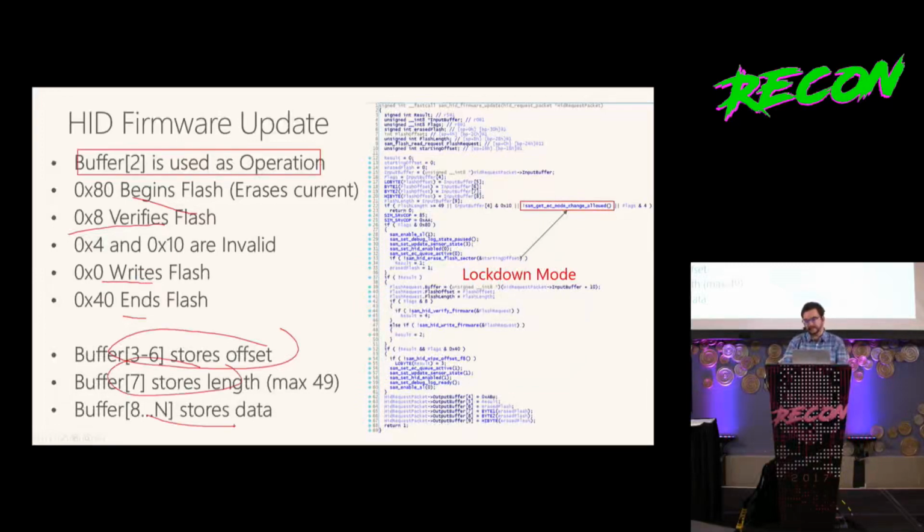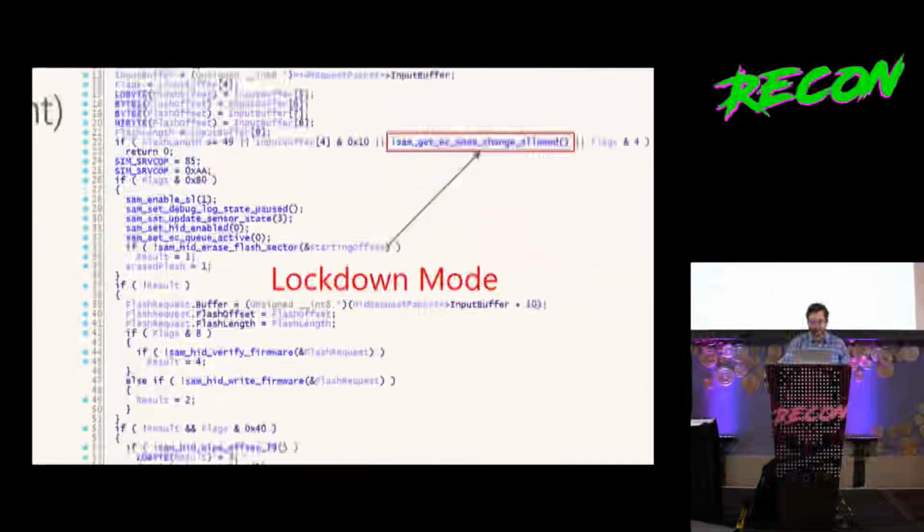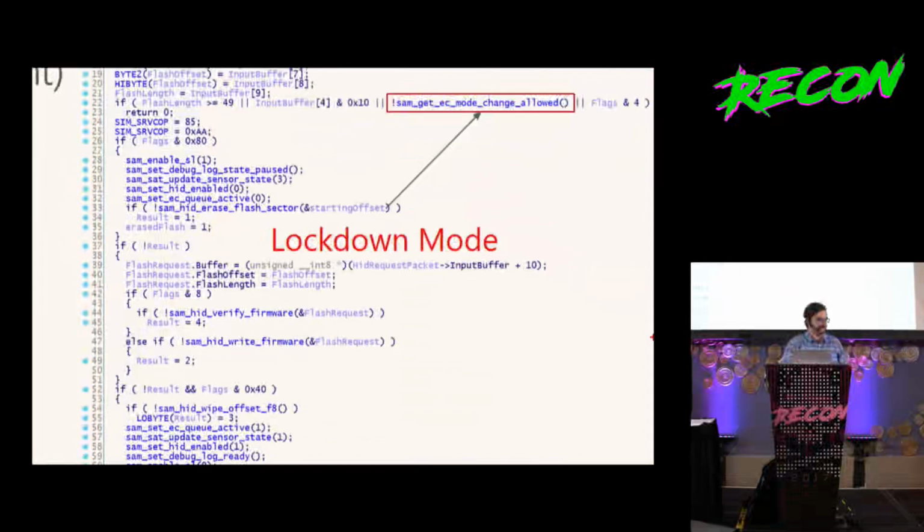And this is basically just an IDA screenshot of the function inside SAM that does the firmware upgrade. And no, there were no symbol files. These are all the names that I had to come up with. So you can see here there's a check to see if you're in lockdown mode or not. And if you are in lockdown mode, it just returns 0. It won't do any of the logic that's here.